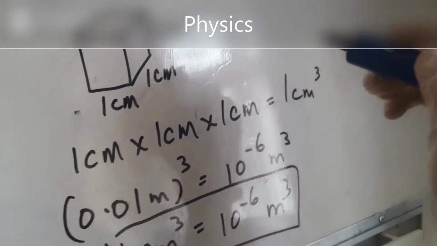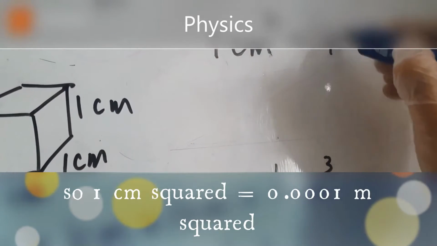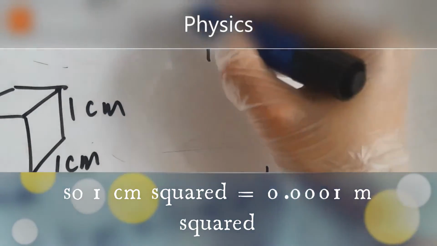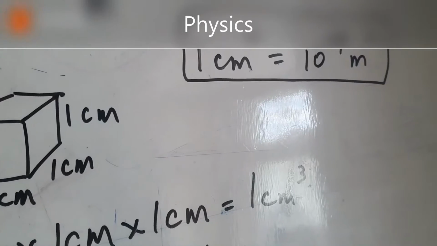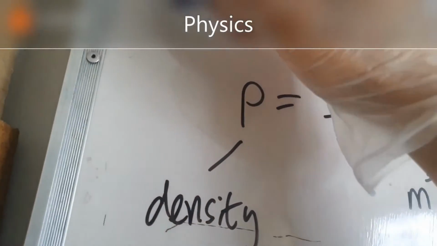What about the area? If we have a square that has lengths 1 centimeter each, that means each of those lengths will be 0.01 meters, and then when we square it, we get 10 to the minus 4 meters squared. So what are the units for density then?